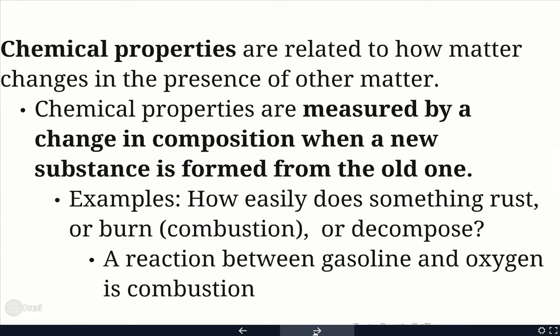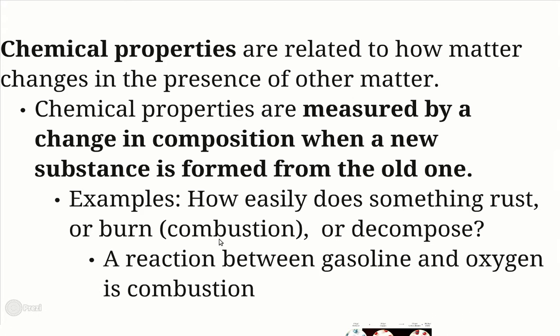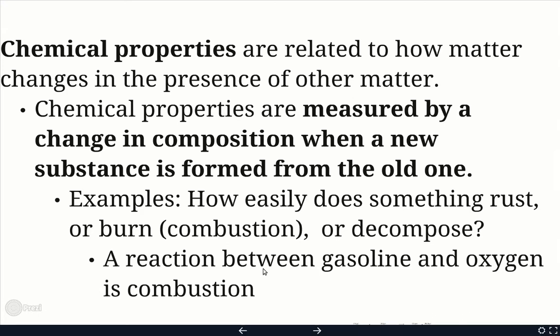Now we have chemical properties, and they are related to how matter changes in the presence of other matter. Chemical properties are measured by a change in composition. What's it made out of? What's it look like when a new substance is formed from the old substance? Some examples: does it rust? How easily does it rust or burn? That's combustion or flammability. Or decompose, fall apart into little pieces of something else. A reaction between gasoline and oxygen is a combustion reaction, and that forms new things.